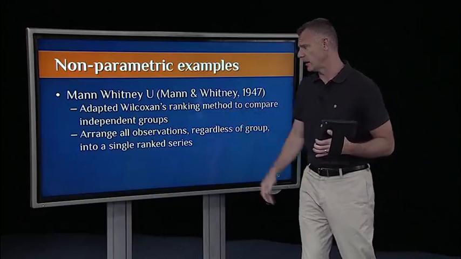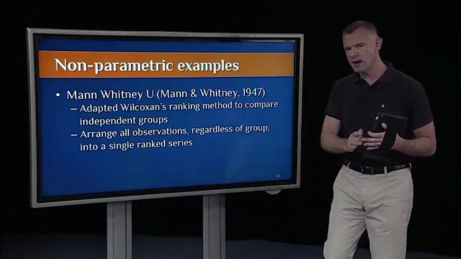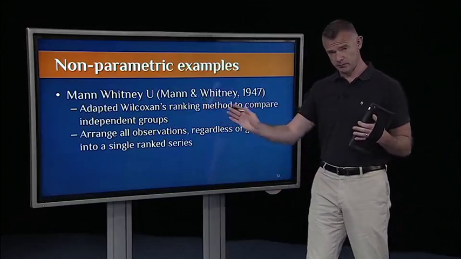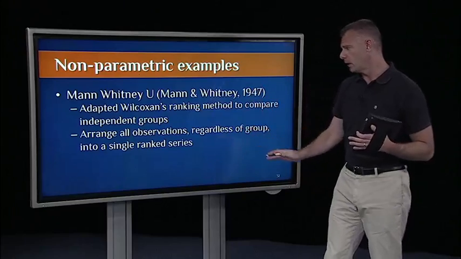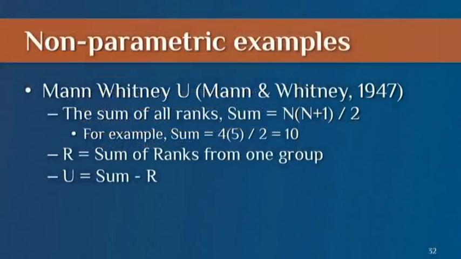the Mann-Whitney U test. And the key to this test is you just arrange all your observations, regardless of group, into a single ranked series. And keep in mind that the sum of all the ranks is going to be equal to the total number of observations times the total number of observations plus 1 divided by 2.